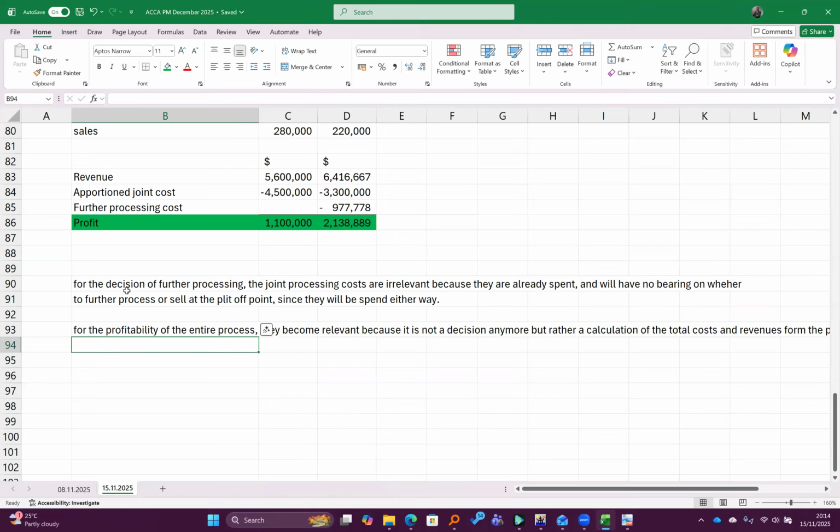Okay, so if you want to get a better wording, you can always look at the solution to see what they did correctly or wrongly, but at least that's the gist of it: when you are looking at the decision to further process, whatever has happened up until that point is no longer a factor, because we already incurred those costs, and we just need to see whether we should incur more costs to process or not.